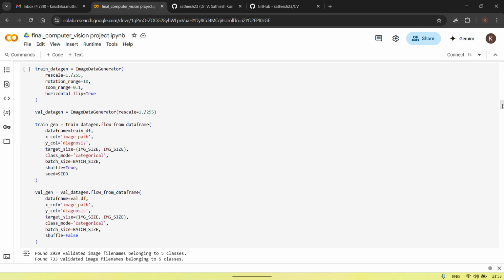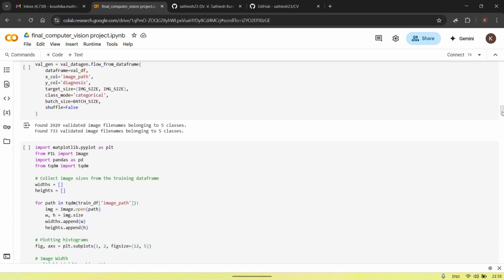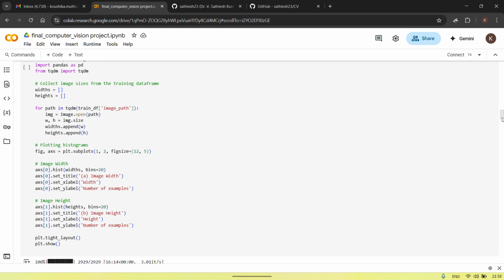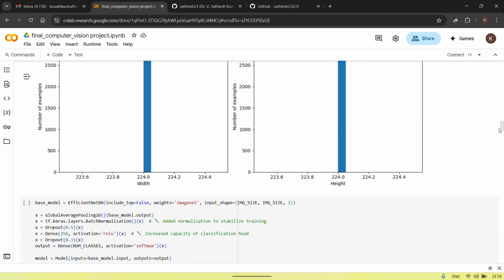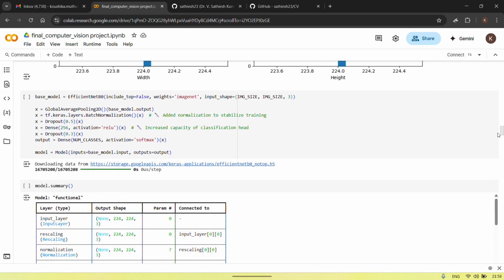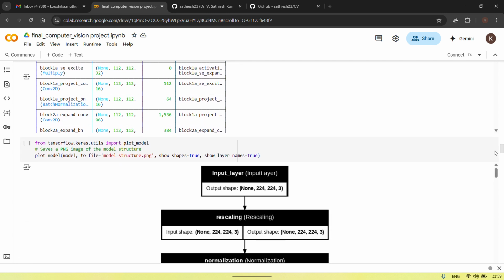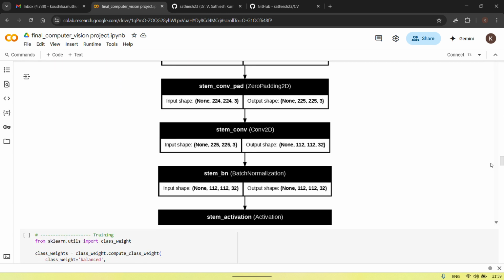I have done data pre-processing like rotation and flipping. Followed by that, I have resized my image. Here I am viewing the height and width of the image after resizing. And then here I am defining my model. I am removing the top layer and adding these custom layers. I've used model.summary to show the structure of my model, and I'm also showing it in a visual way.